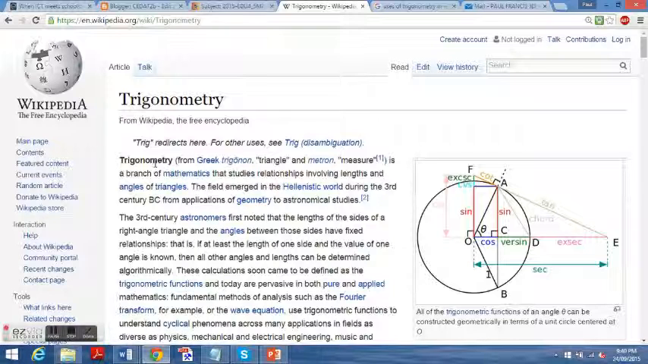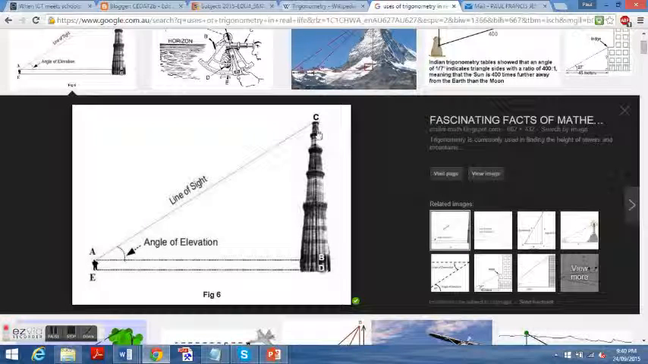So I'm looking here at the Wikipedia page for trigonometry, and it says trigonometry is a branch of mathematics that studies relationships involving lengths and angles of triangles. Now it doesn't mention that these triangles must be right-angled triangles. Okay, now what are the uses of trigonometry?